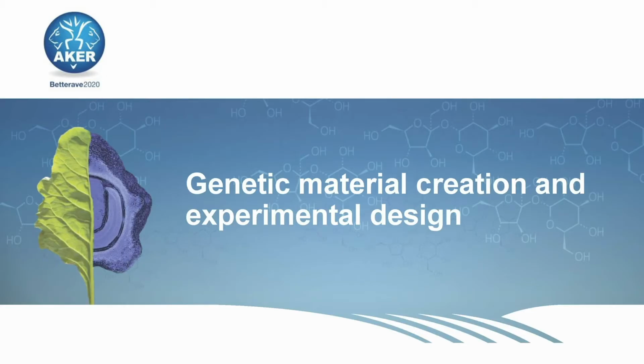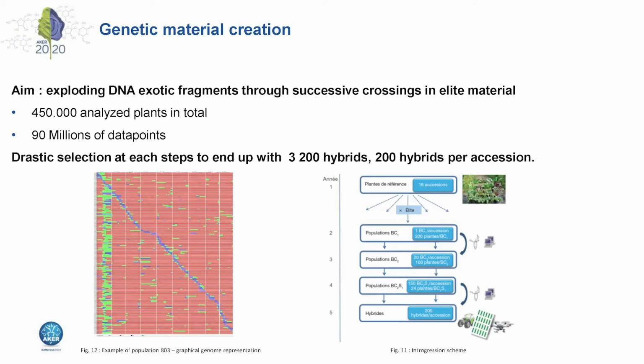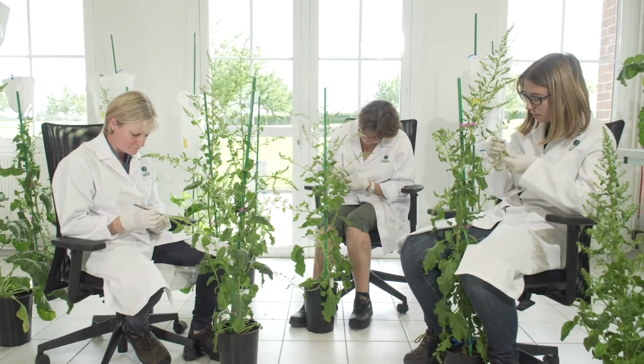and Macrocarpa. The aim of the AKER genetic material creation is to pulverize the pre-exotic DNA carrying variability with successive crosses in the elite material. For this purpose, from 2013 onwards, the 16 reference plants were crossed with elite material to introduce new alleles of exotic origin by natural crossbreeding.